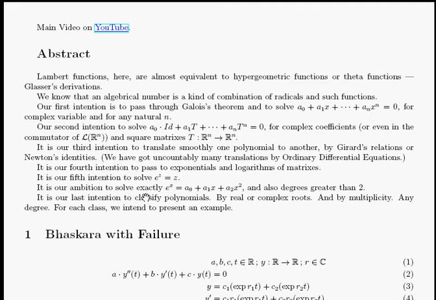It's our ambition to solve exactly exponential of x equals to polynomial of second degree and also degrees greater than 2. And now it's our last intention to classify polynomials by real or complex roots and by multiplicity and in degree, and for each class we intend to present an example.